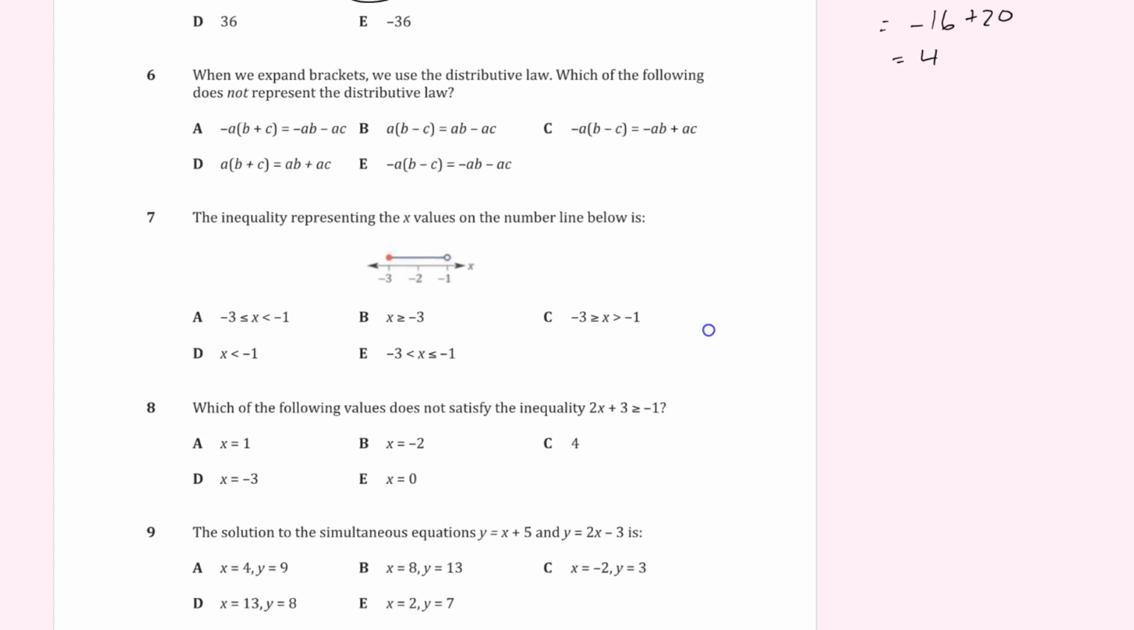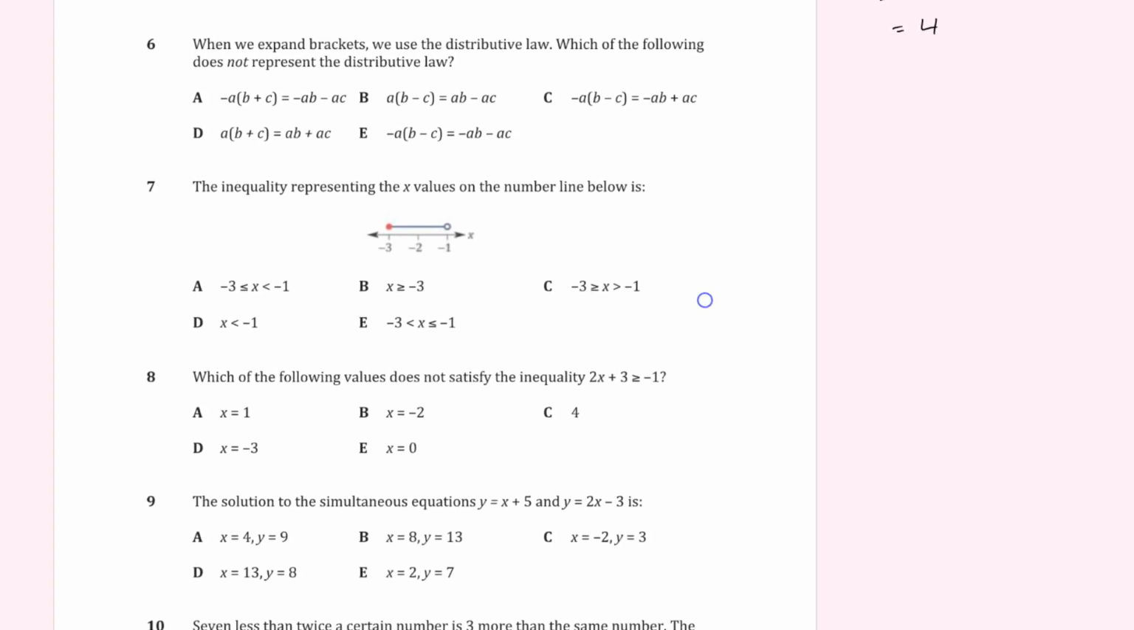When we expand brackets, we use the distributive law. Which of the following does not represent the distributive law? Just go through them one by one and check. -A by B would be -AB, -A by C, -AC. That one's okay. AB minus AC, that's what they have. That one's okay. -A times B is -AB. -A by -C, 2 negatives make a positive. That one's okay.